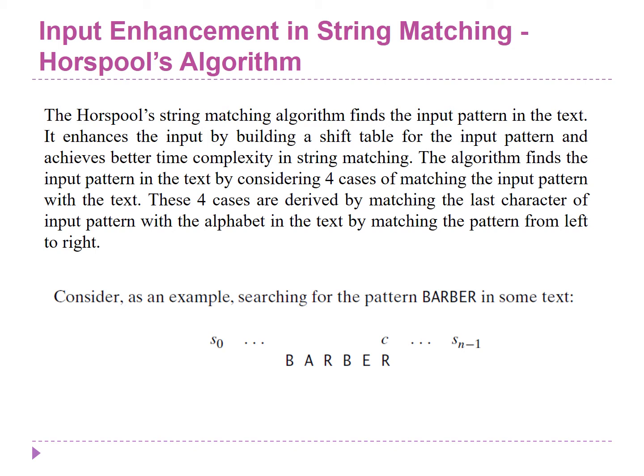Let us consider the example of matching the pattern BARBER with some text. The pattern barber is spelled as B-A-R-B-E-R. The text is indexed from S sub 0 to S sub n minus 1. The last character in barber, which is R, is compared with some character C at some index of the text.